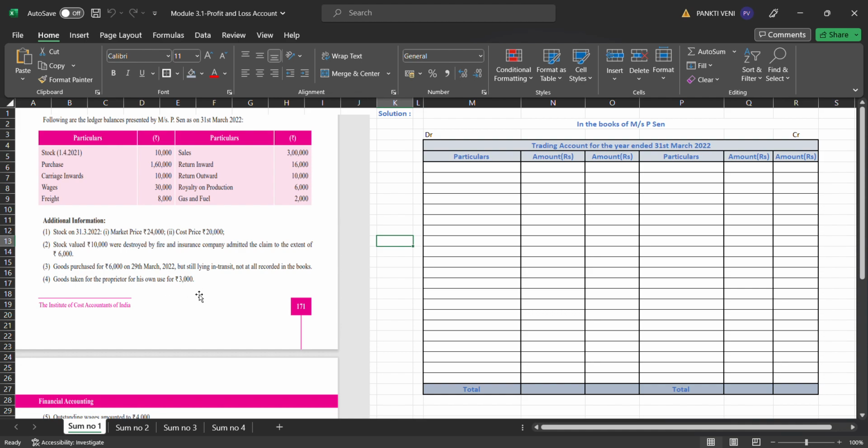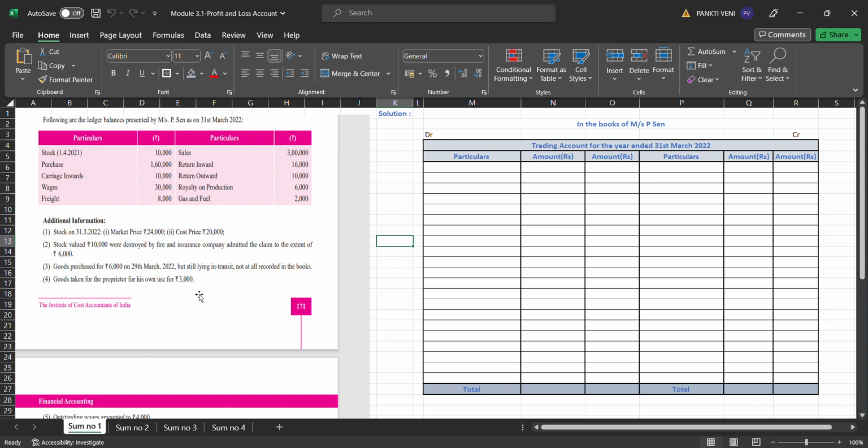So in this question they are asking us to prepare the trading account. So what is a trading account? Trading account means a proprietor is dealing in sale and purchase of products. He is trading: purchasing and selling. Instead of a trading account, we can also have a manufacturing account, wherein a person is manufacturing the product.